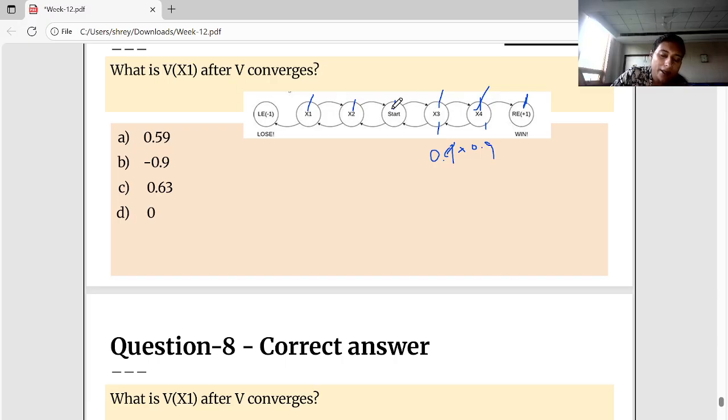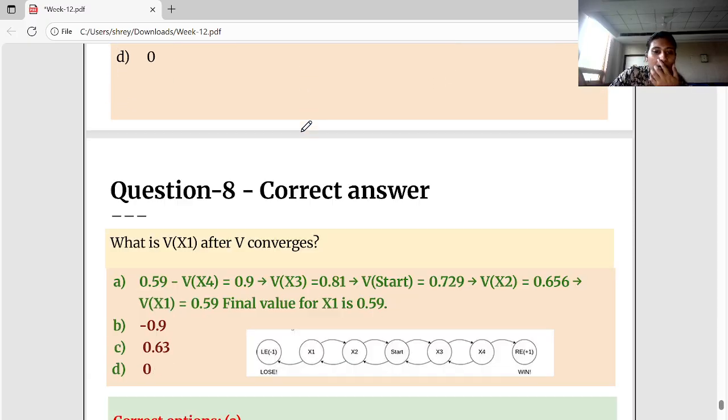Now to calculate the value at start, here it is 0.9 into 0.9, so again 0.9 to the power 3, right? Its value will be 0.9 to the power 4, and its value will be 0.9 to the power 5. So that's how you can have the value of x1. It will come as 0.59. You can check it out. Okay, it's x4, it's x3, start, x2 and the last one.